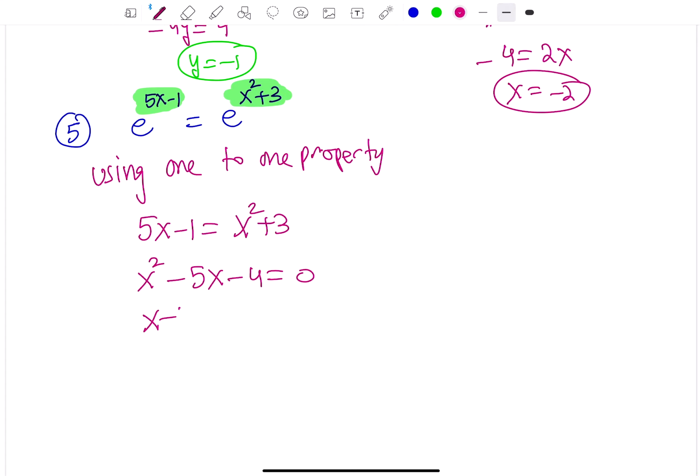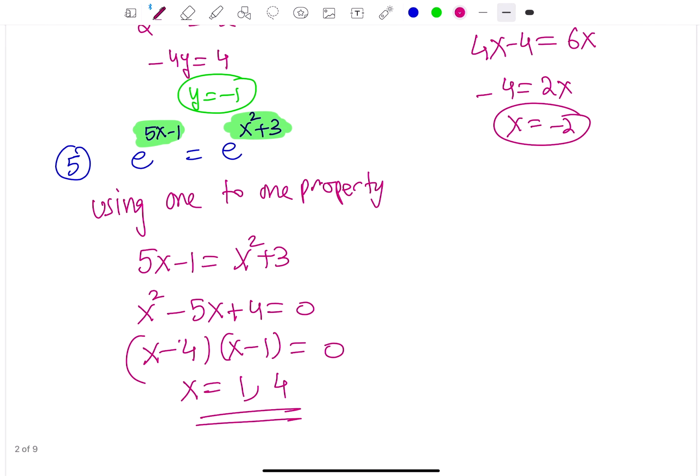Two numbers multiplying to -4. Actually, if I take everything to the right-hand side, it's going to be plus 4. x minus 4 and x minus 1 will be the factors. So x equals 1 and 4. There are two solutions in this case, 1 and 4.